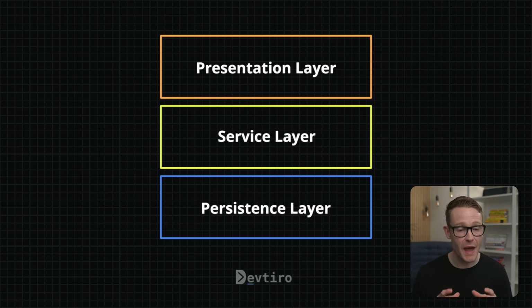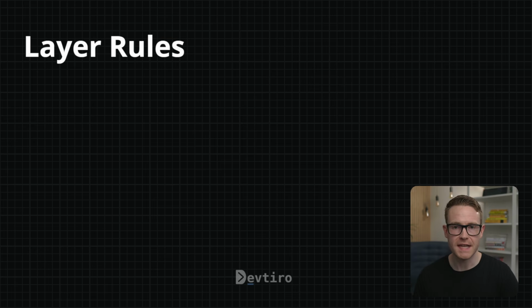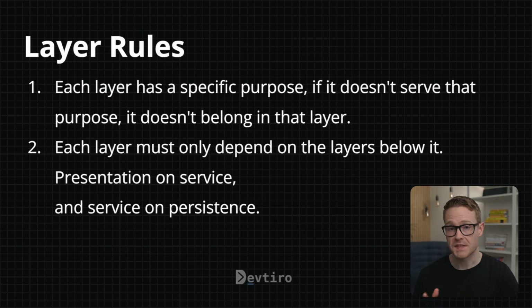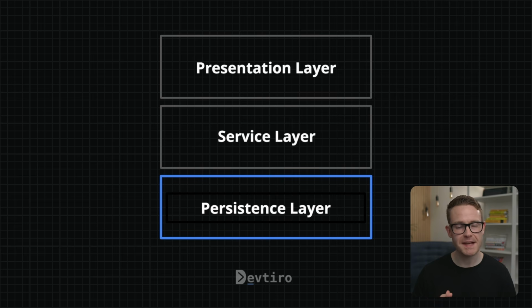There's nothing to say that you have to code in this way, but I strongly advise that you do. So here are the rules of coding in this way. Each layer has a specific purpose. If the code you're writing doesn't serve that purpose, it doesn't belong in that layer. The second one is that each layer must only depend on the layers below it. So that means the presentation layer on the service layer and the service layer on the persistence layer. Let's now explore each of these layers in a bit more detail, starting with the persistence layer.